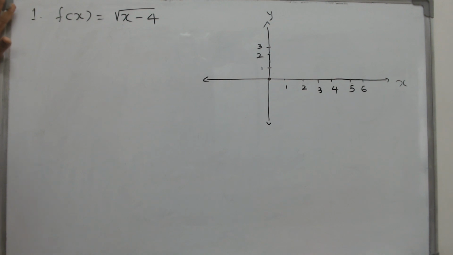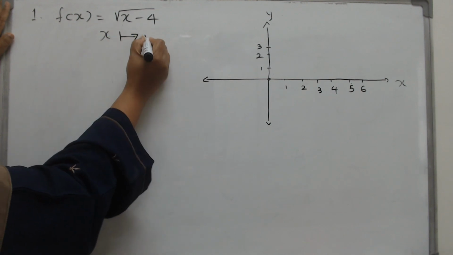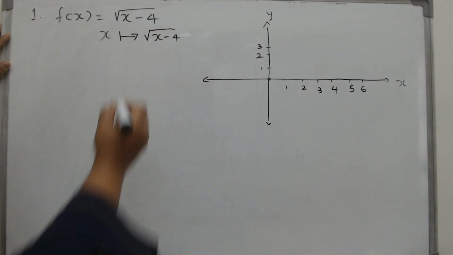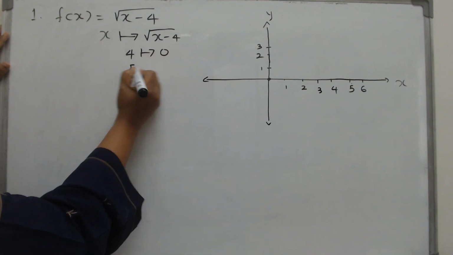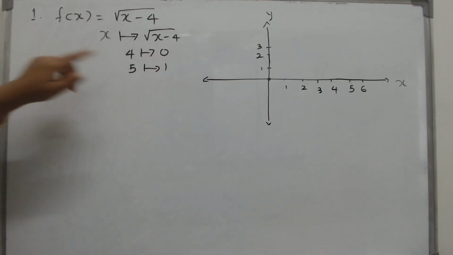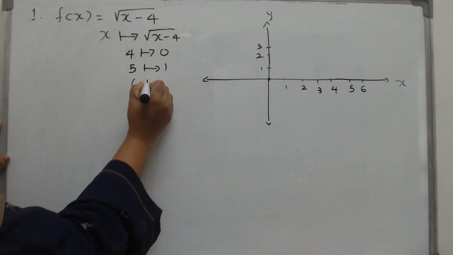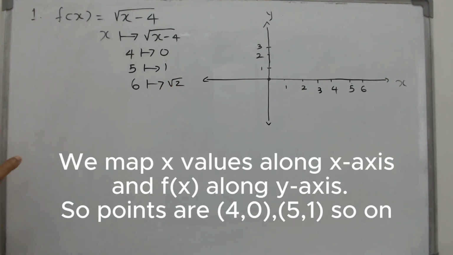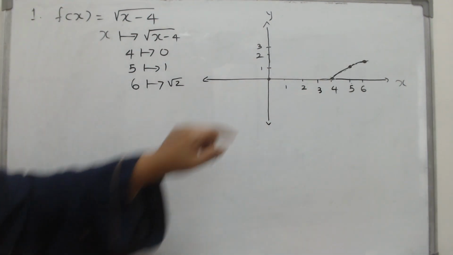Now this is our first function. What sort of a function is it? It takes every real number x and maps it to the square root of x minus 4. Then tell me, what is 4 mapped to? 4 gets mapped to 0. What about 5? 5 gets mapped to 1, since the square root of 5 minus 4 is 1. And 6 gets mapped to the square root of 2, which is 1.4 something. So your graph looks somewhat like this.